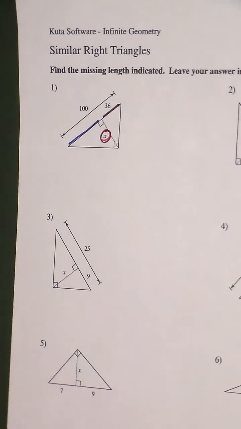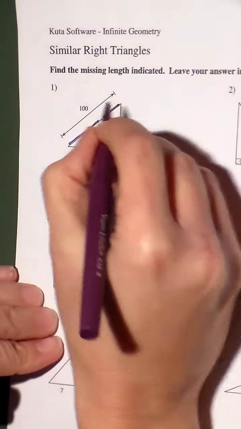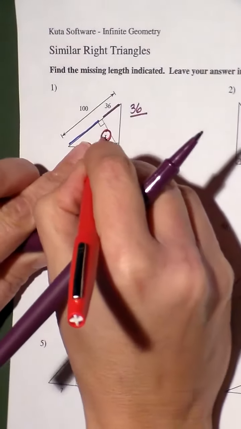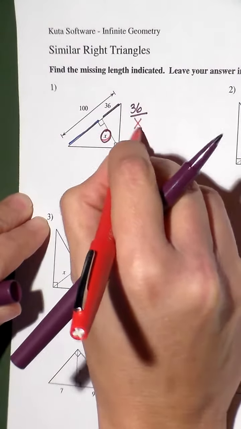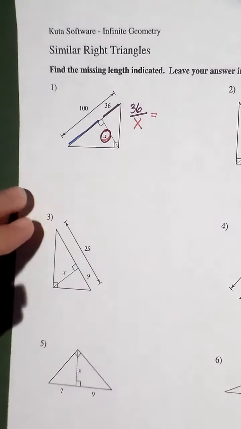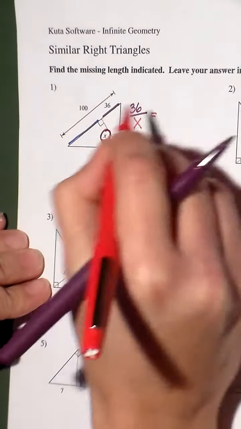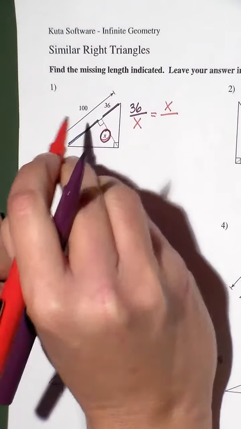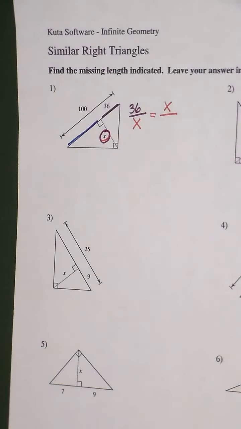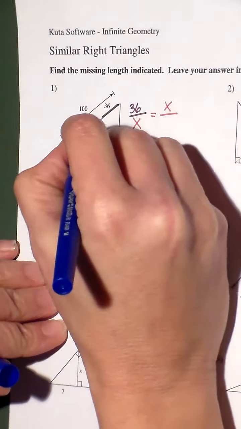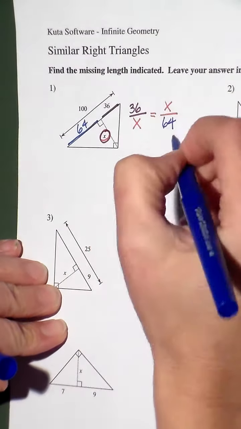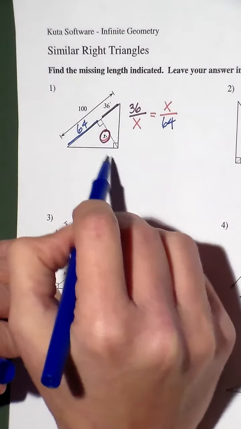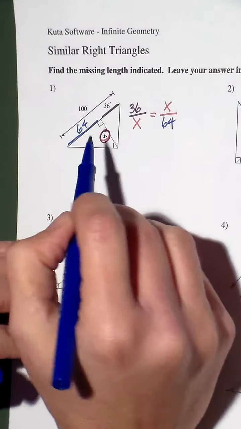So that's the geometric mean, which means 36 over my altitude, which is x, equals my altitude, x, over, and if the whole thing is 100 and that's 36, then what does that mean the other piece is? 64. Okay? This over this equals this over this, or vice versa. That's how you use the geometric mean with the altitude.